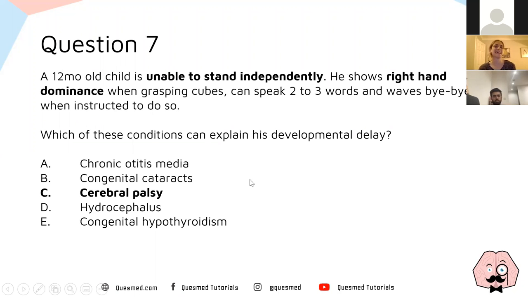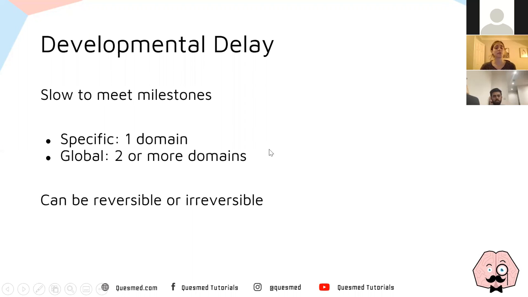Yeah, well done. So this is just a question to lead nicely into causes of developmental delay. As you all rightly identified, not being able to stand and showing hand dominance in a 12-month-old is not necessarily normal, and the most likely cause of a specific delay in gross motor is cerebral palsy.